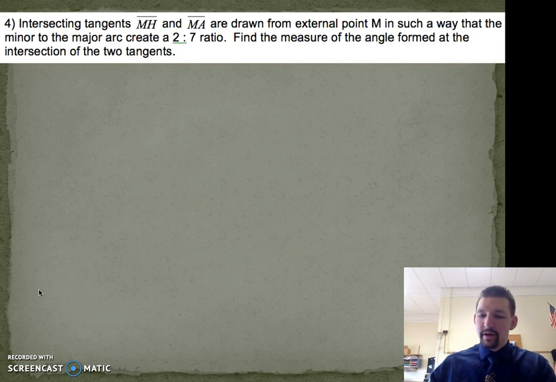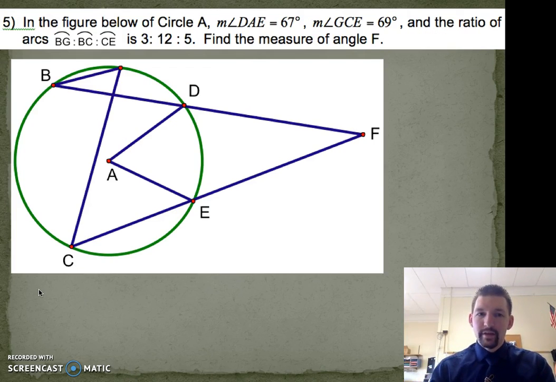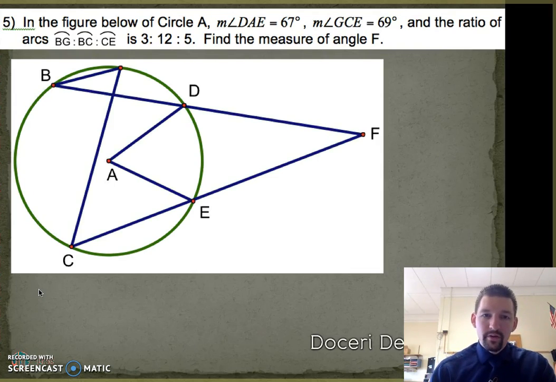The last question I'd like to go over is going to be number 5. And this one looks super complicated. So we're going to fill in what we know. We're going to use this ratio to find the other arc measures, and then we're going to end up finding the measure of angle F.